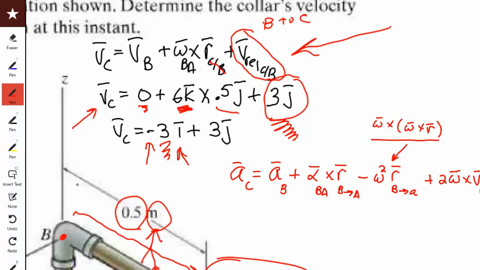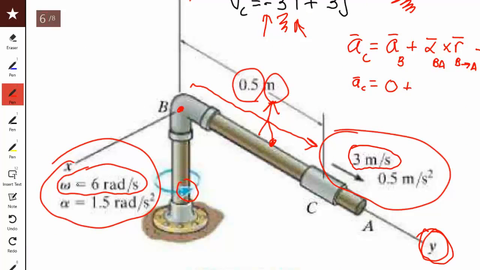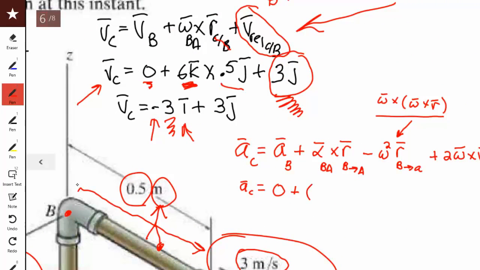So now I'm just going to plug and chug. So the acceleration of C, acceleration of B, well, B is in permanent contact with the ground, so it has the same acceleration as the ground, so that's 0. Alpha is given. In this case it's 1.5, and it's also in the positive k direction, so we'll plug that in. This is going to be 1.5 k cross, it's the same r that it was before, so I look back up here and it's this guy right here, 0.5 j.